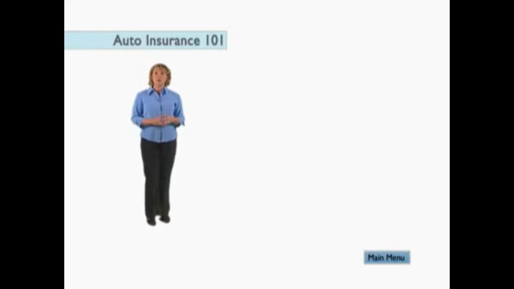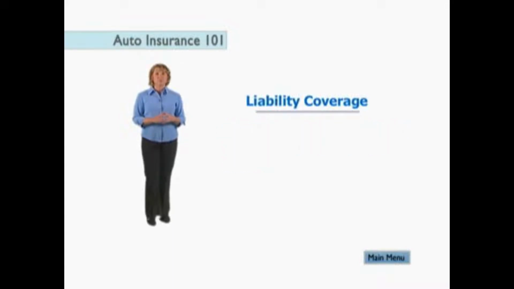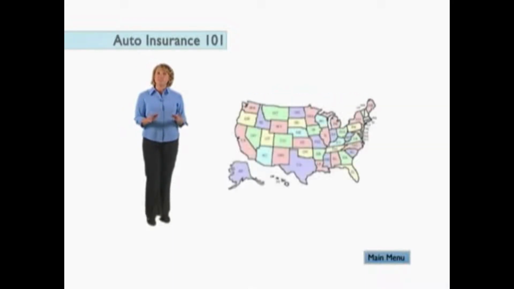Before we talk about coverage for the automobile itself, I'd like to start with what many people believe is the most important coverage of all, liability coverage. Liability coverage pays for the injuries or damage you or someone driving your car cause to other people or their property. The two liability coverages are called bodily injury liability and property damage liability. Every state has different laws dictating the minimum coverage you must carry for this.